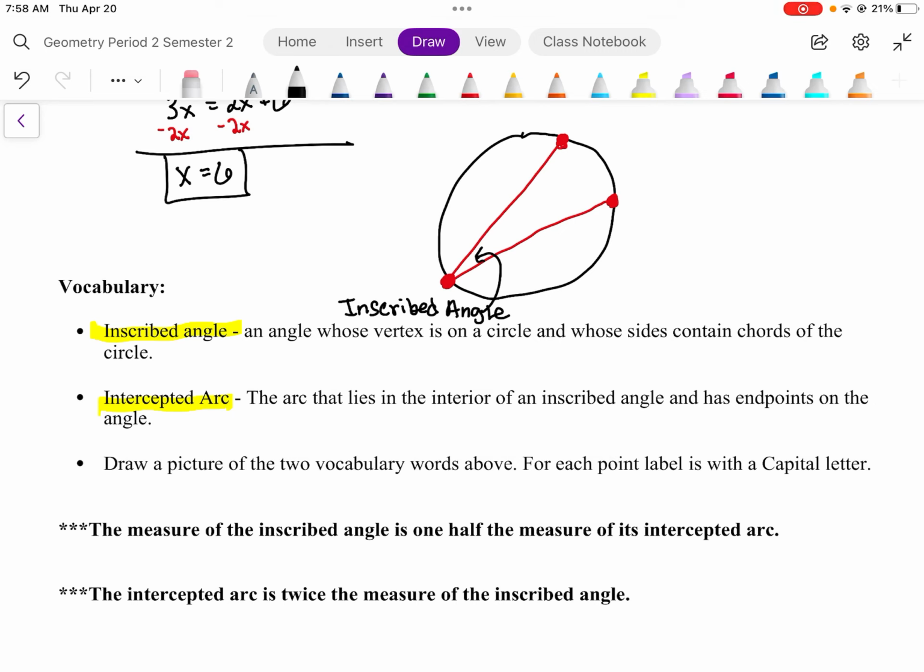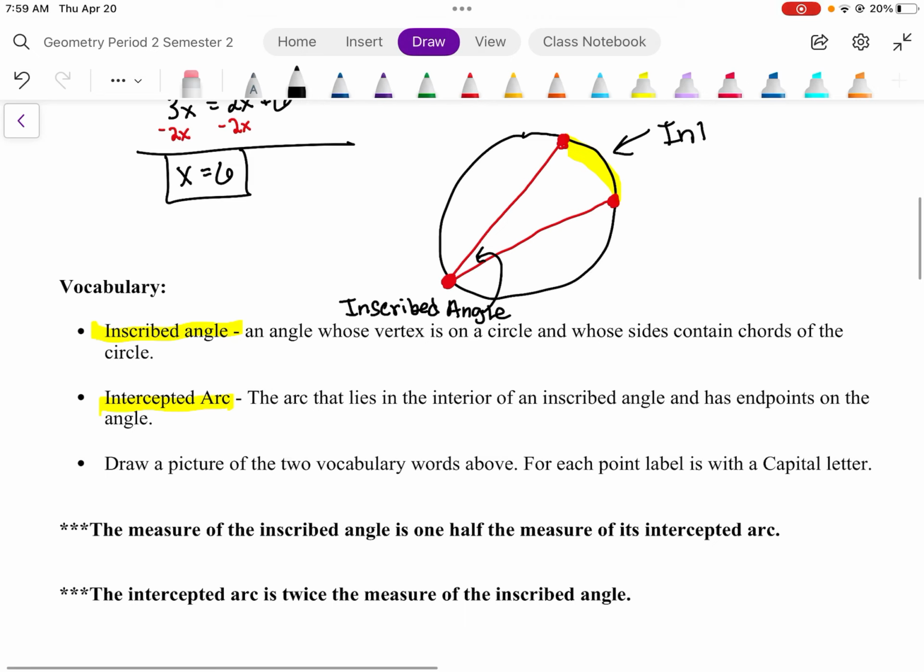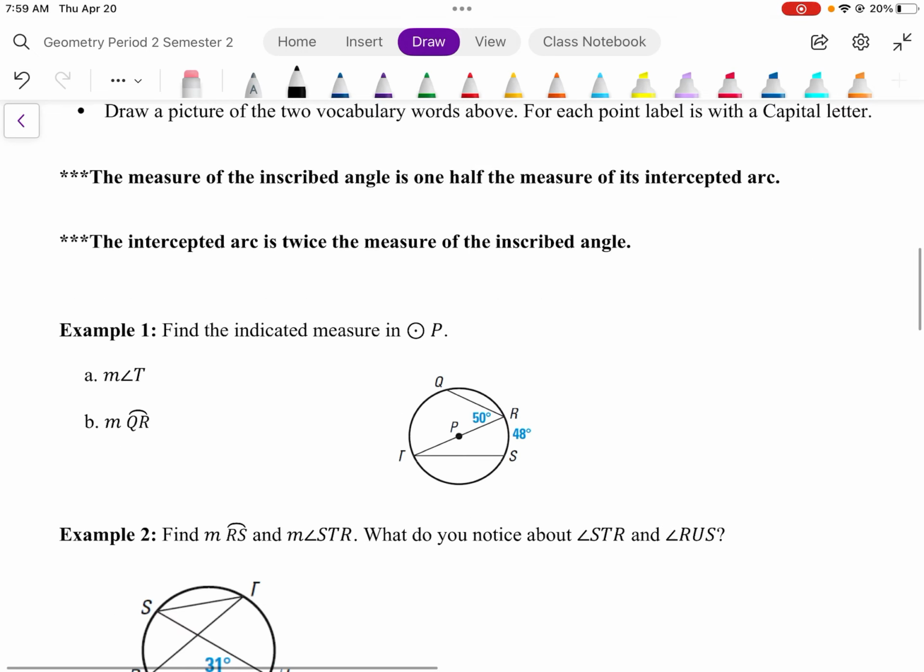So before we talked about central angles, and central angles had to have their vertex on the center. So inscribed has to have their vertex on the circle. So then the next part is the intercepted arc, and that is the distance on the circle, so the curved part, that's intercepted by this angle. So this portion here in between the two endpoints of the angle is the intercepted arc. And remember, arcs are the curved part of the circle.